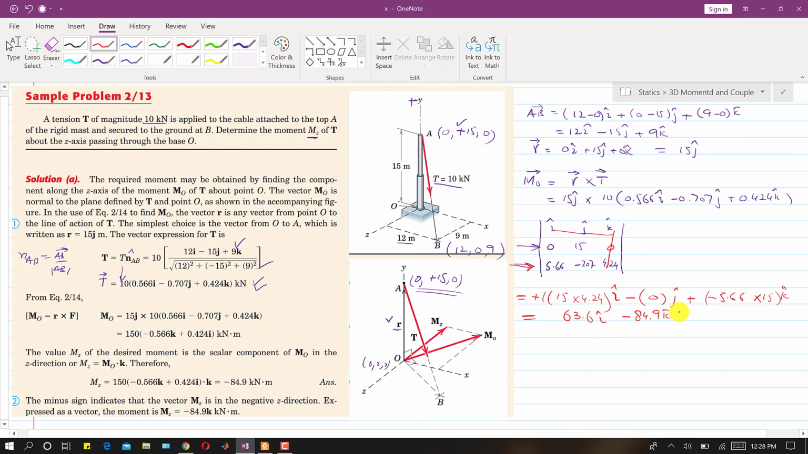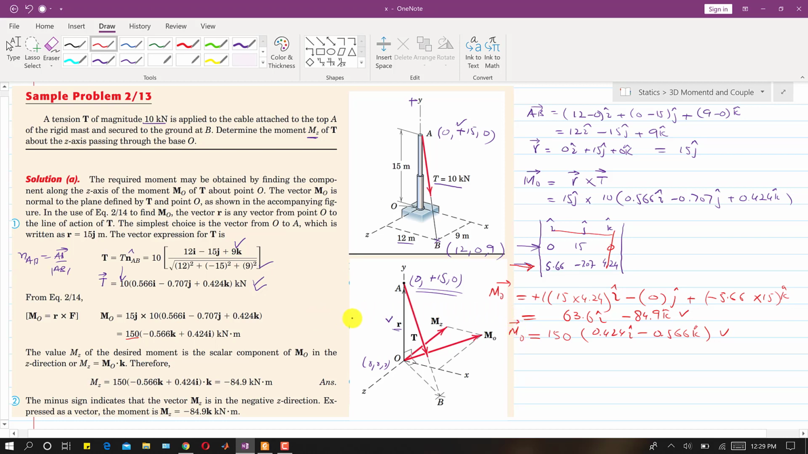Now this is the solution, and here it is written in this form, so it is 150 into this. If we take 150 common from both of these, then we will be left with 0.424i minus 0.566k, right? So we will be left with that same solution. So this is the moment about O.